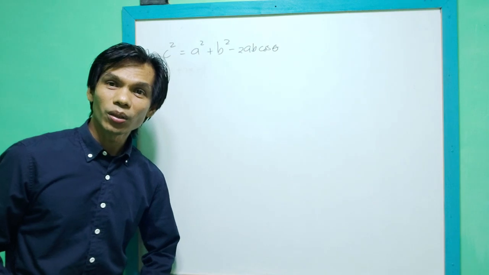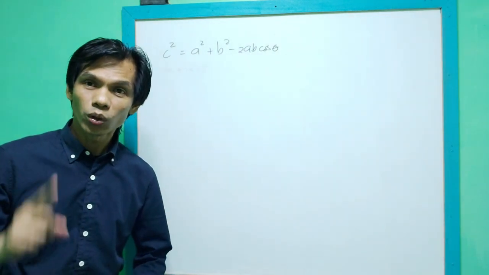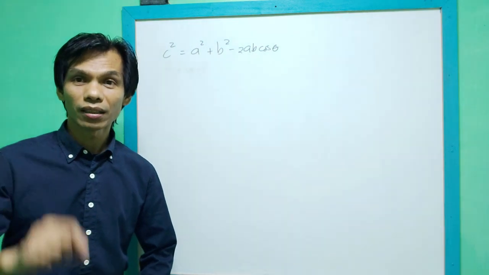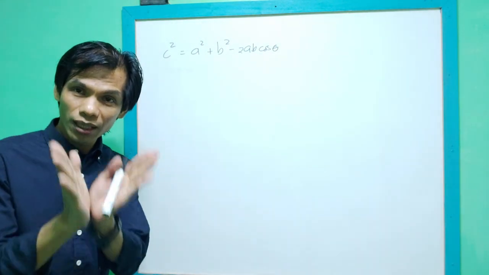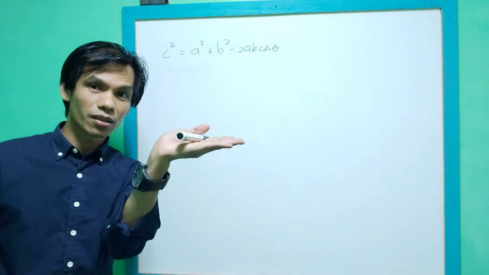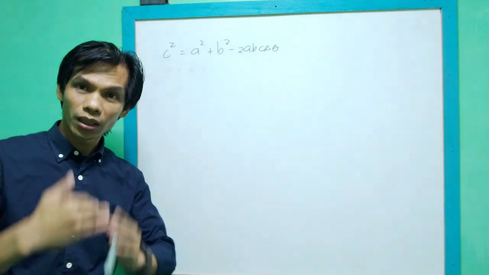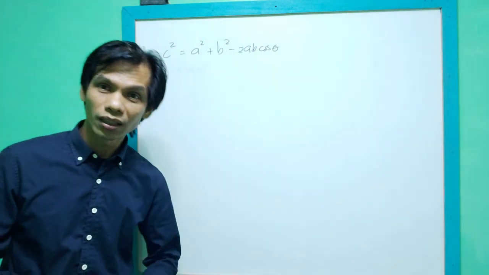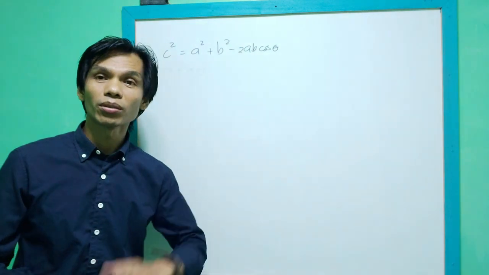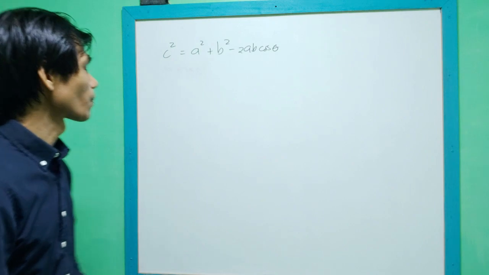Kailan nga ginagamit ang cosine law? Ang cosine law ginagamit yan when two sides are given and an included angle. So, ang included angle, yung angle na nasa gitna nila. For example, if this is side A and then side B, merong included angle, may angle dun sa kanila sa gitna. Kung hindi na-meet yung requirement, sine law yung gagamitin natin.